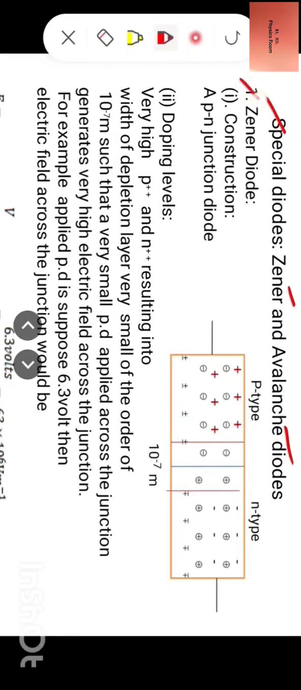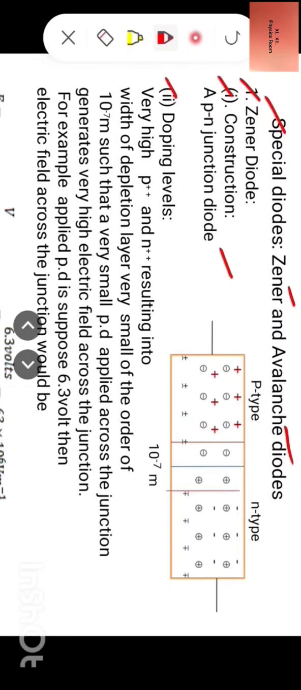So first we take up Zener diode. Step by step we will try to understand what is Zener diode. First we take up construction. It is a PN junction diode. Basically all diodes are PN junction diodes.